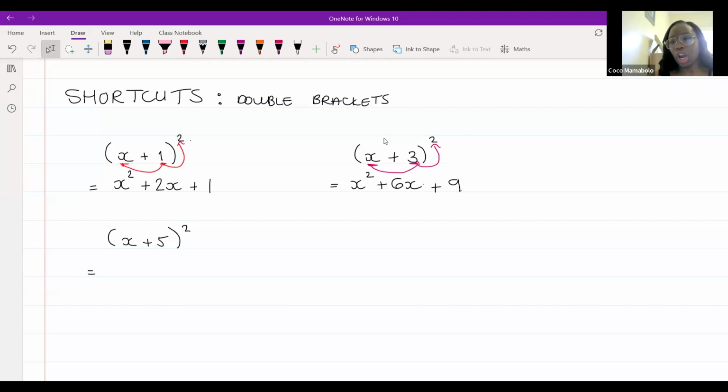Let's check if your answer is going to look like mine. I'm going to take the first number, square it, and then take the last number and square it. So at the beginning, I should get x squared, and at the end, 5 squared, which is going to give me plus 25. For the middle term, I'm going to take x times 5, which is 5x, times 2, which is plus 10x.